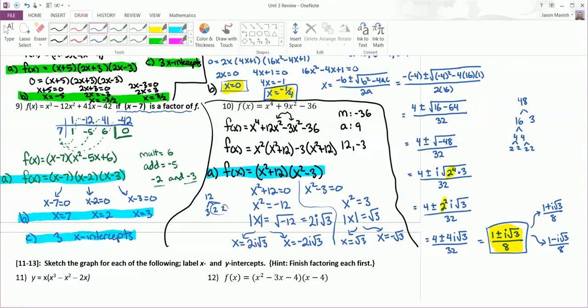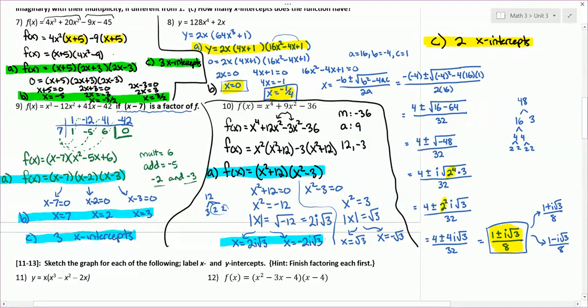And so we end up with 4 zeros. 2 of them are imaginary, 2 are real. None of them are rational. So that's part B. And then part C asks us how many x-intercepts this function has. And so for part C, we're going to say 2 x-intercepts, because x-intercepts are the real zeros, or the real roots of your function. And the square root of 3 and the negative square root of 3 are your 2 real x-intercepts.